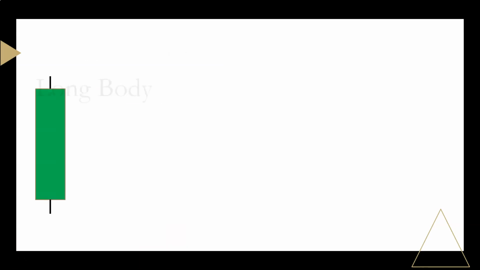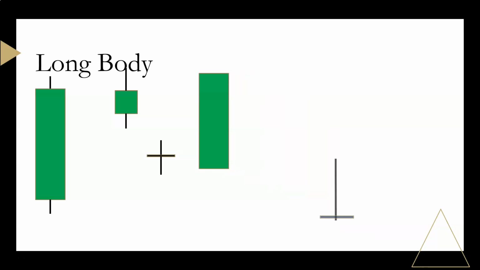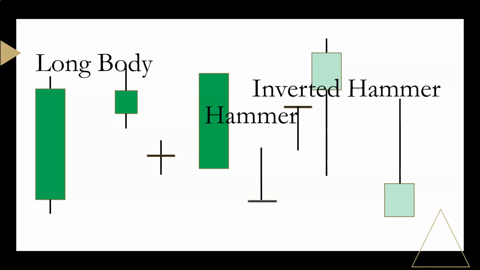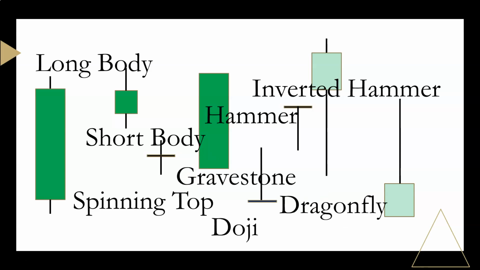Now, when all of these shapes, the long bodies and the short bodies, the all bodies, the dojis, the spinning tops, the gravestones, the dragonflies, the hammers, the inverted hammers, the greens, the reds, whether it's filled or hollow, when all of these are put together, they form a pattern. And identifying these patterns is going to paint a much clearer picture as to what story the price action is telling you.